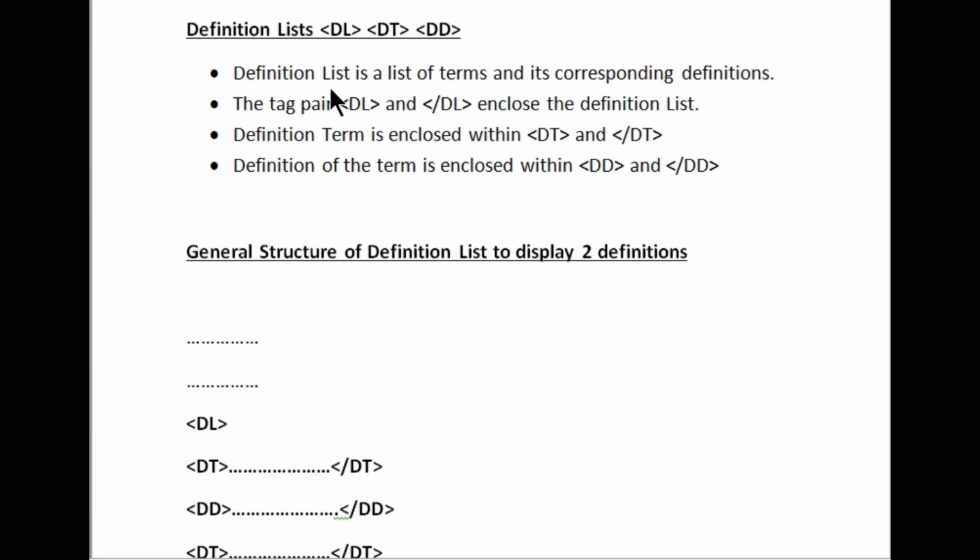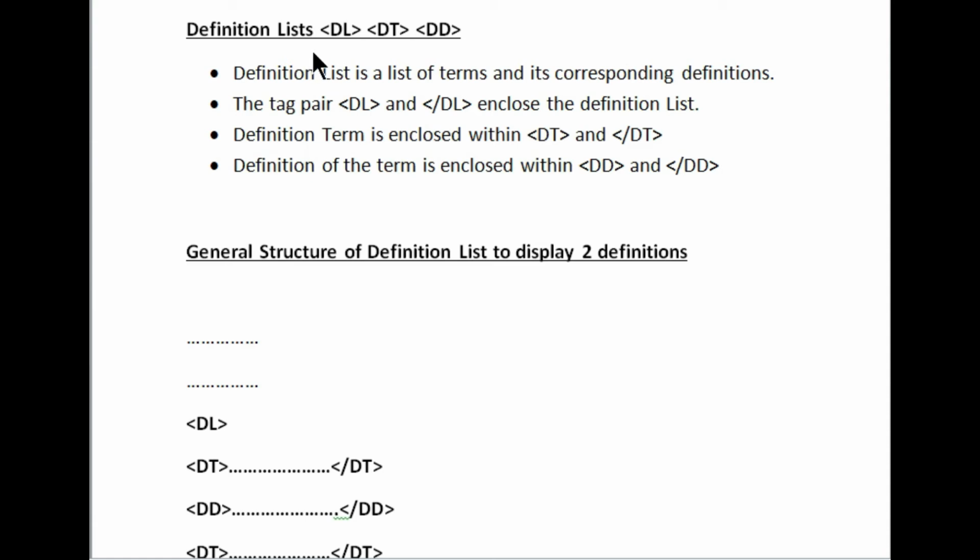So going to discuss about the definition list. So what do you mean by definition list? Definition list is a list which contains a list of terms and its corresponding definitions. കുറേ ടേംസും അതിൻ്റെ കറസ്പോണ്ടിങ് ആയിട്ടുള്ള ഡെഫിനിഷൻസും ഡിസ്പ്ലേ ചെയ്യുന്ന ലിസ്റ്റിനെ നമ്മൾ വിളിക്കുന്ന പേരാണ് ഡെഫിനിഷൻ ലിസ്റ്റ്.